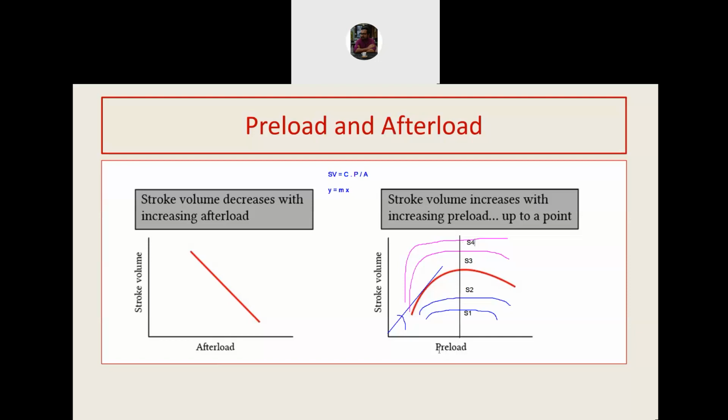Using the same logic in the afterload curve, you can see that as contractility increases, the graph starts getting shifted towards the right. As contractility decreases, the graph starts getting shifted towards the left. Now, if you ask me, how do you prove this? Even visually, this can be proven. Again here, to prove this point, you drop a perpendicular at any point.